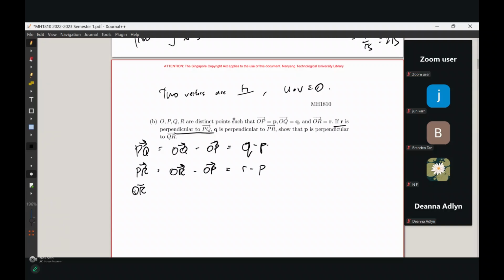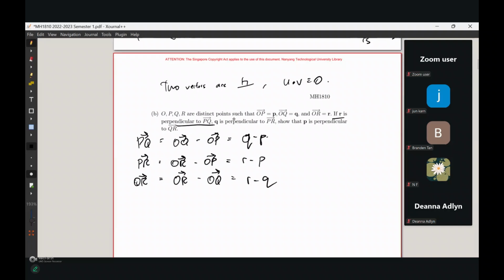And QR is equal to OR minus OQ, which is R minus Q. Okay, so here we can take the dot product. R is perpendicular to PQ, which means that R dot PQ, which is Q minus P, is equal to 0.